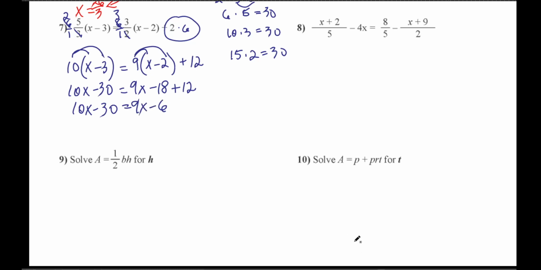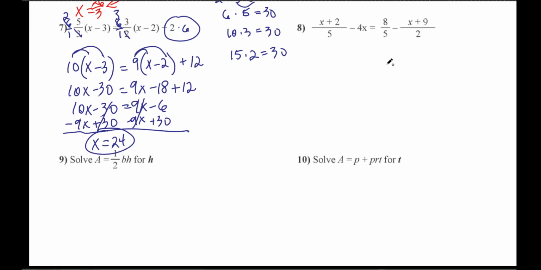All right. Now you want to get the x's on the same side, so I subtract the 9x from both sides. I'm going to add a 30 to both sides because I got my x on the left-hand side, so I want all the other stuff on the right-hand side. So that goes, 10x minus 9x is just x, or 1x. Then negative 6 plus 30 is 24. And that's it. That's your answer. That's how you got it.